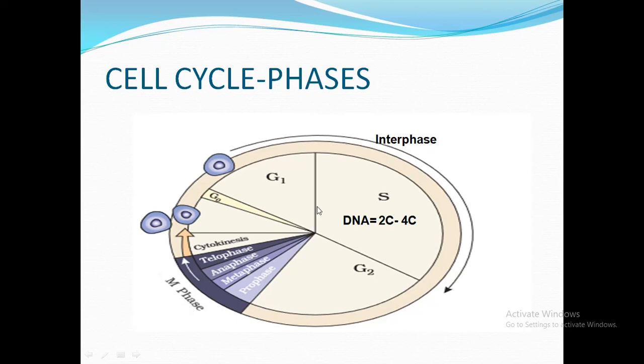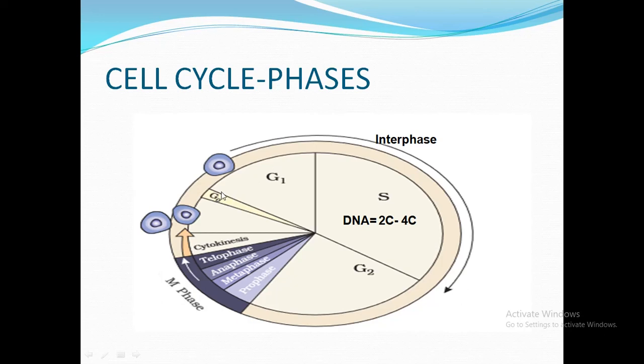Now let's see what happens. During interphase the cell prepares for the division, and during M phase the cell actually divides. So M phase means the mitotic phase, where the cell divides into two. Interphase is the phase where the cell prepares to divide, and in M phase the cell actually divides. Now first let's discuss interphase.